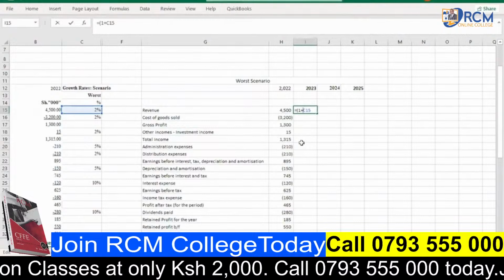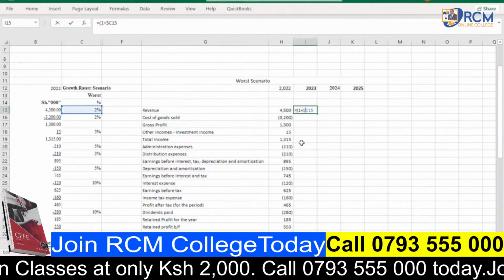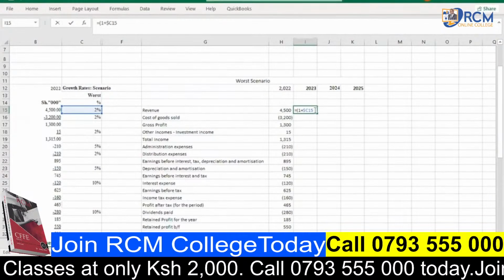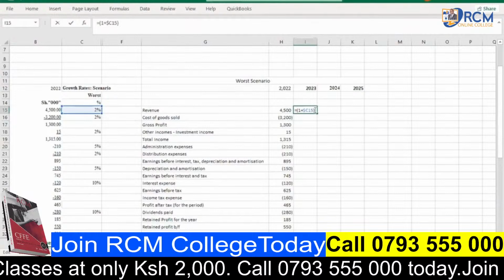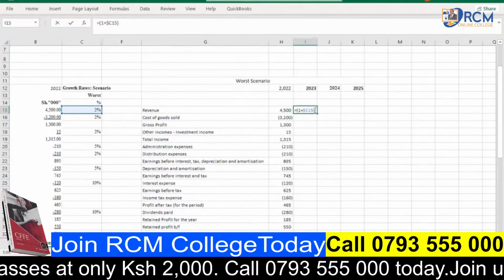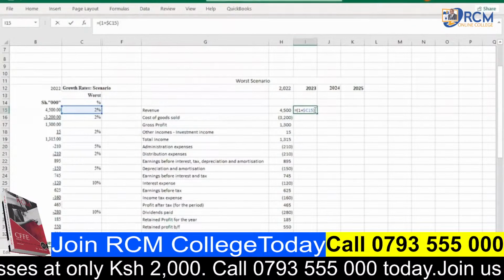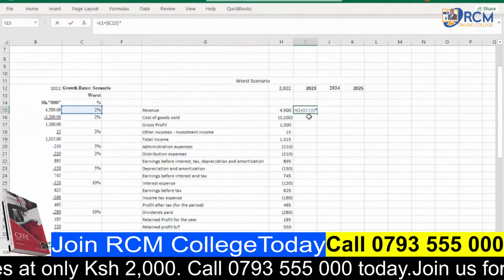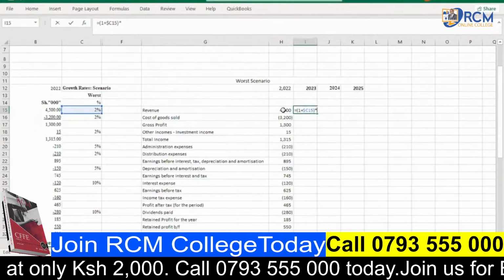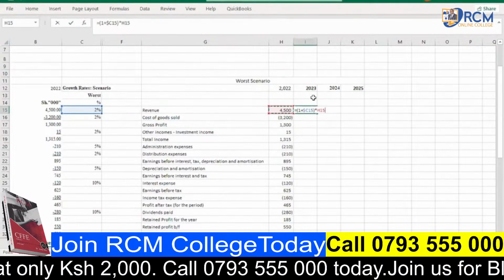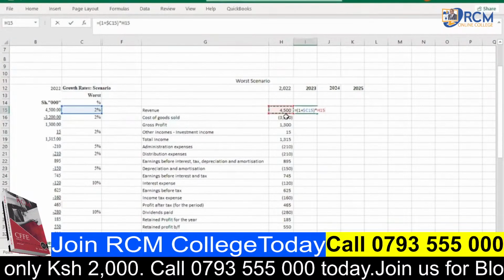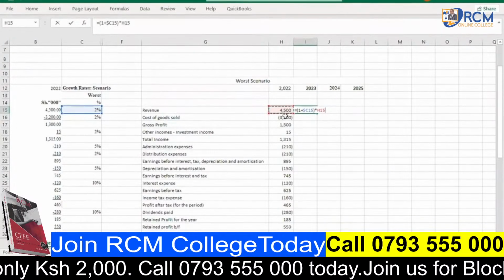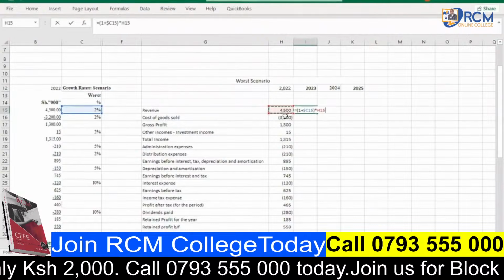Iphone, confirm if you've done that. Place a $ sign before C. Have you managed to do that? Then close the bracket and then you multiply it by this value. So have you done that?